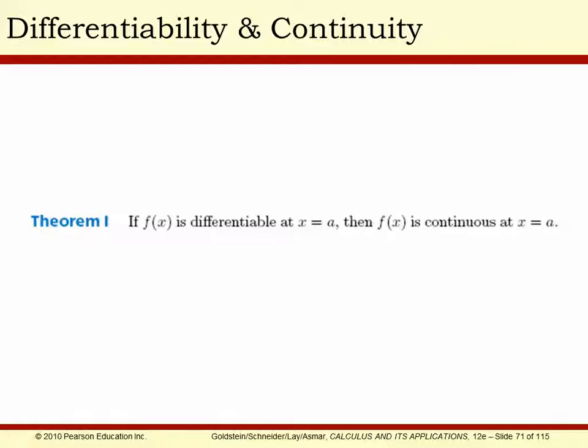Okay, here's a theorem. If f is differentiable at x equals a, then f is continuous at a. So if a function is differentiable at a point, it's continuous at that point, but not the other way around. A function can be continuous at a point but not differentiable. But if you're differentiable there, you have to be continuous. Differentiability is stronger than continuity. Differentiability implies continuity, but not the other way around.